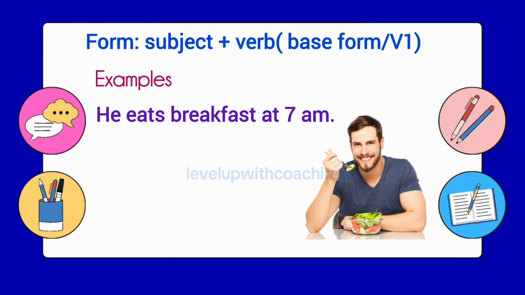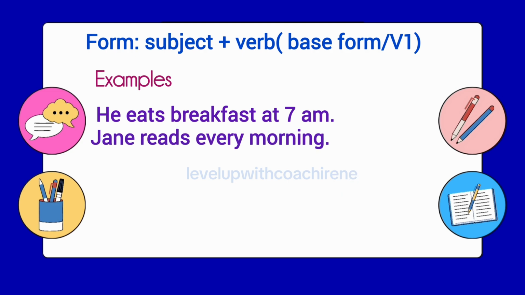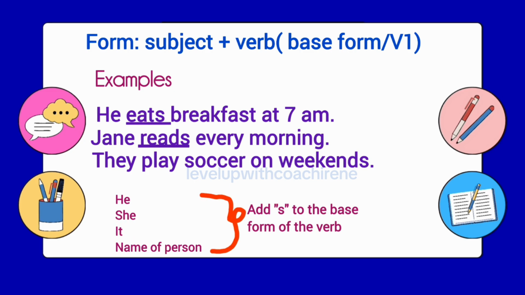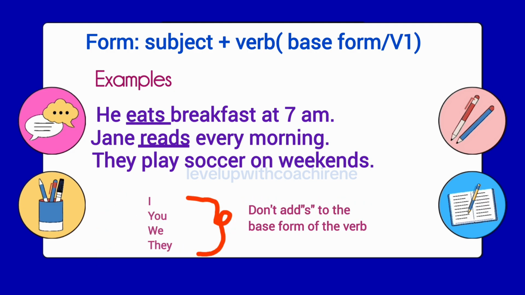Examples: he eats breakfast at 7 a.m. Jane reads every morning. They play soccer on weekends. If you observe, the verbs in the first two sentences have S. This is because when using he, she, it, or someone's name, you need to add S. However, when using I, you, we, they, you do not need to add S. This rule applies to most verbs in the simple present tense.